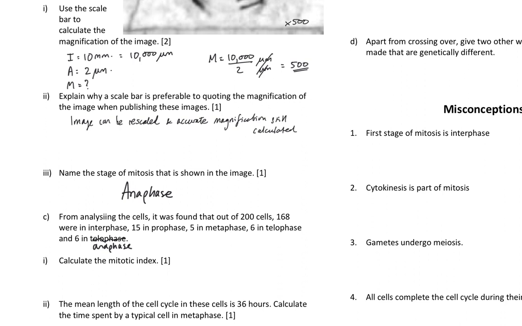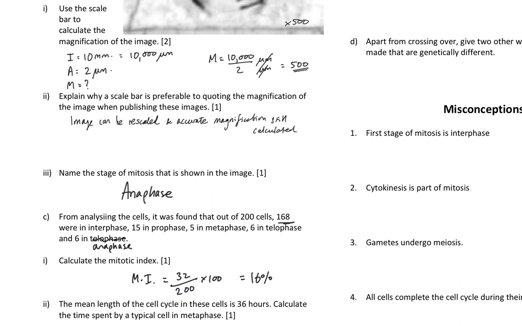And the mitotic index, well, that's the number of cells in mitosis divided by the total number of cells. So if I've got 168 in interphase, 200 minus 168 gives me mitosis. So the mitotic index equals 32 divided by 200 multiplied by 100. Again, the number of people who divide by interphase is quite high. So 16%.